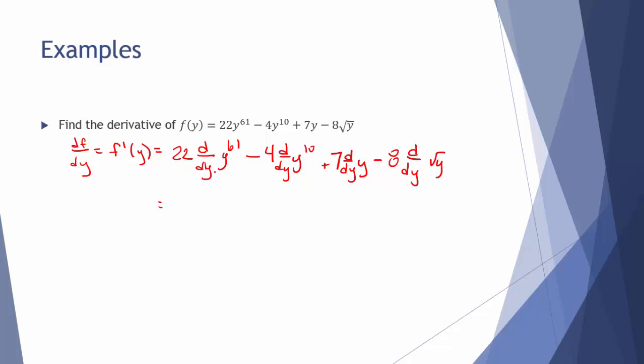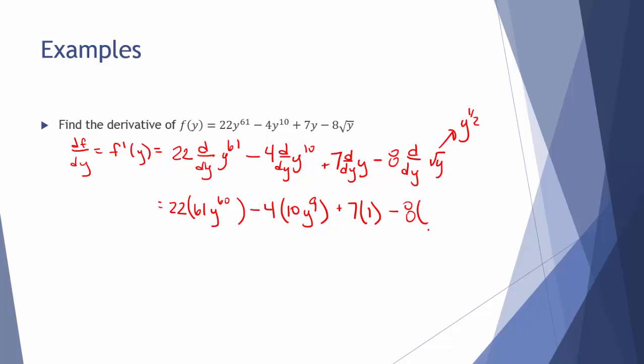So each one of these, when I take the derivative, will be a power rule application. So that will be 22 times 61y to the 60th minus 4 times 10y to the 9th plus 7 times d dy of y is just 1, and then minus 8 times, remember that square root of y is y to the 1/2. So that's 1/2 times y raised to the 1/2 minus 1, which is negative 1/2. Now I'm going to want to do some simplification here.